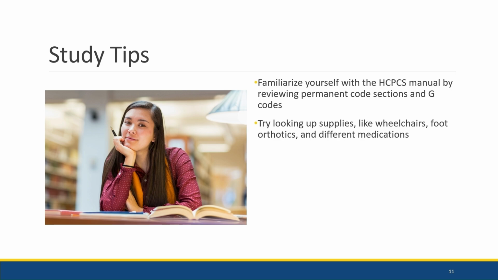But before you go, check out these self-study tips. Try familiarizing yourself with the HCPCS manual by reviewing permanent code sections and your G codes. Also, try looking up random supplies, like just look up wheelchairs or foot orthotics and different medications within the drug and biological table. Good luck and happy coding!